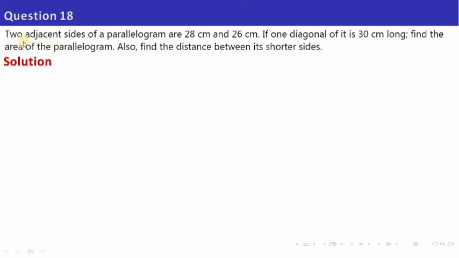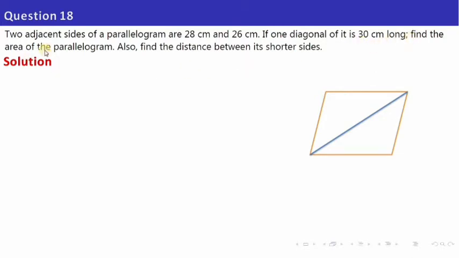The question says two adjacent sides of a parallelogram are 28 centimeter and 26 centimeter. If one of the diagonals is 30 centimeter long, find the area of the parallelogram. Also find the distance between its shorter sides. So there is a parallelogram whose adjacent sides are 28 centimeter and 26 centimeter. You can take this longer side to be 28, and this to be 26. One of the diagonals is 30 centimeter long, so consider this blue colored diagonal, and its length is 30 centimeter.